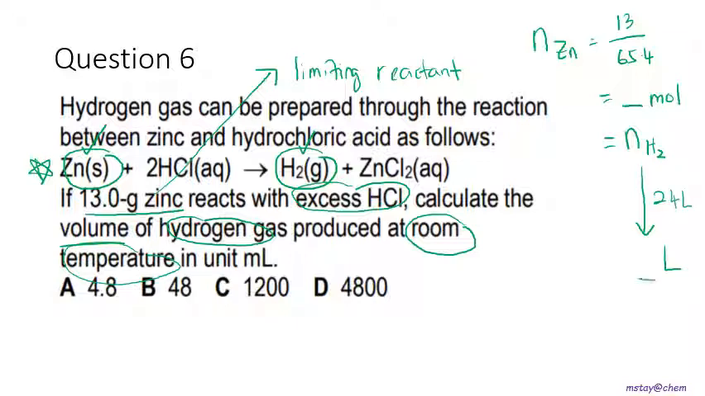After we get the answer in the unit of liter, the question mentioned that we need it in the unit of ml. So after you get the liter, you have to multiply by 1000 so that your final answer is in the unit of ml. Press the calculator and you will notice that the final answer is 4800.